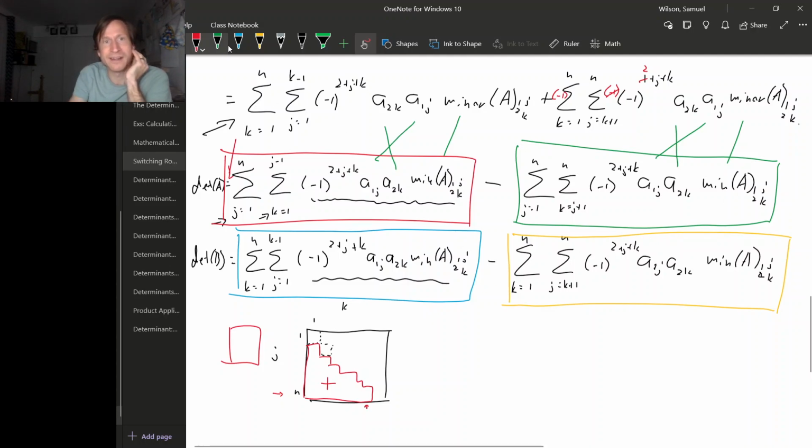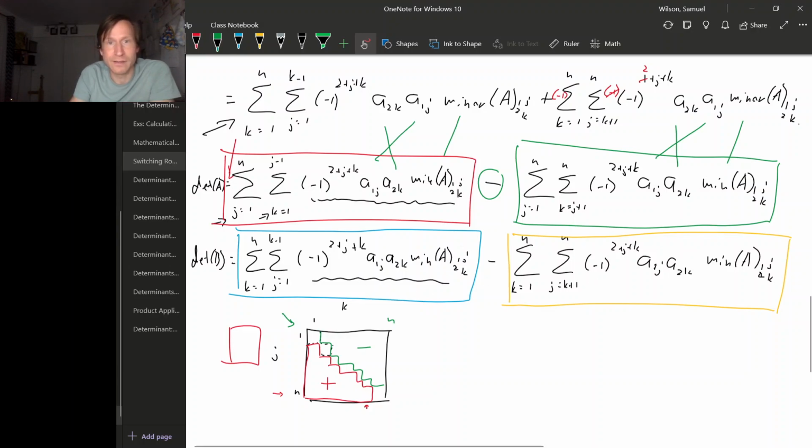So now let's look at the green. For the green, j is going from 1 to n again, but this time the k's are going from j plus 1 up to n. So in this case, we get this side here. And there's a minus because of this minus sign out front. You can see on each row, k is starting one more than j and going up to the end, which is n. So this is a picture of the terms that show up in the determinant of A, and the signs that they get.